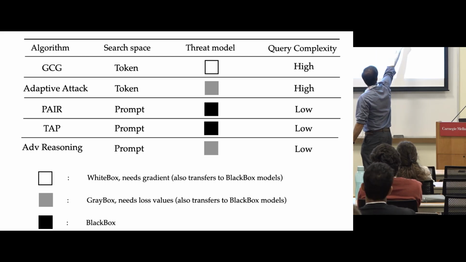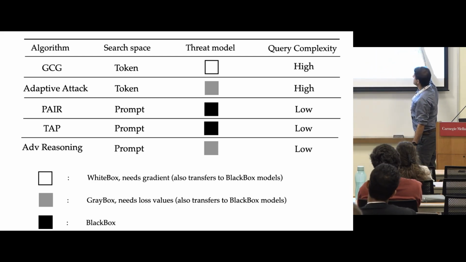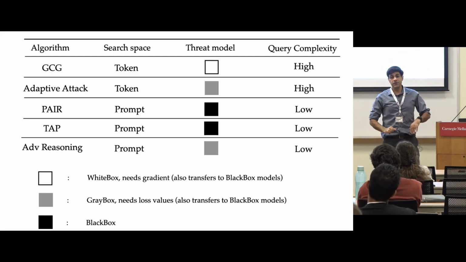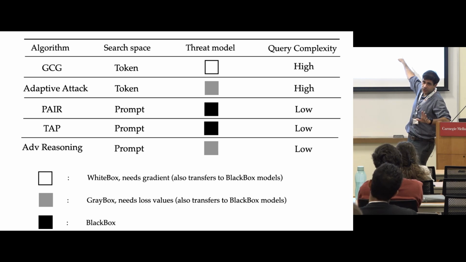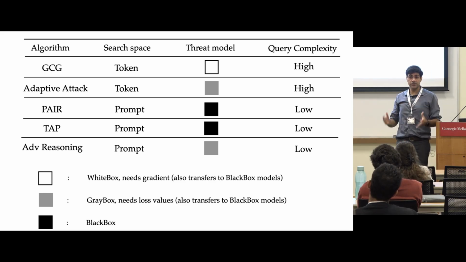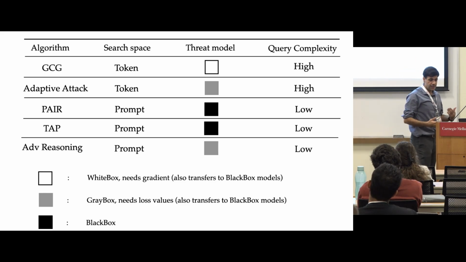And so one thing to note here is that the query complexity of all these reasoning-based algorithms is very low. I think Pair has like 20, and TAP also has 20 on average. With 20 queries, you break the model or you stop. And adversarial reasoning has slightly more, like 60 queries. But compared to the token-level attacks, which require hundreds of thousands of queries, this is highly query efficient.